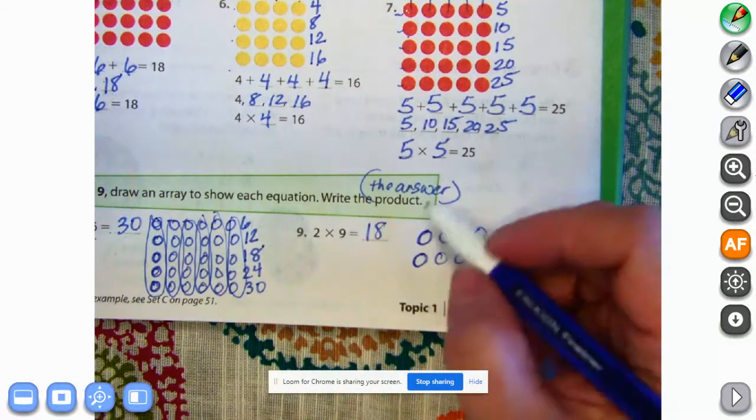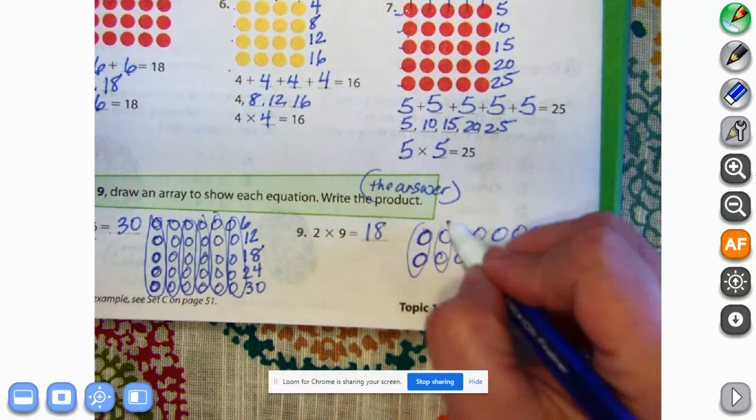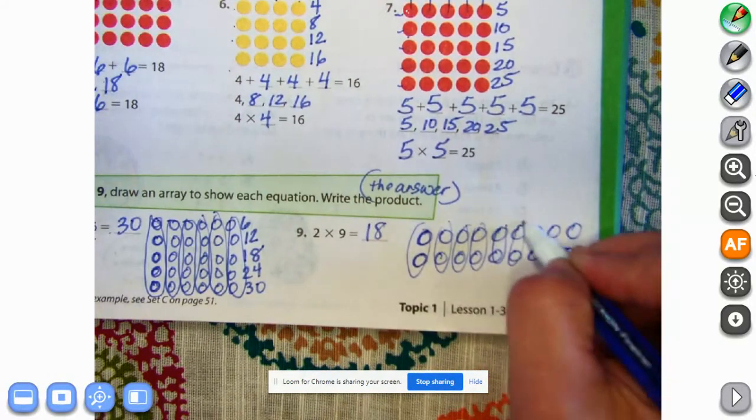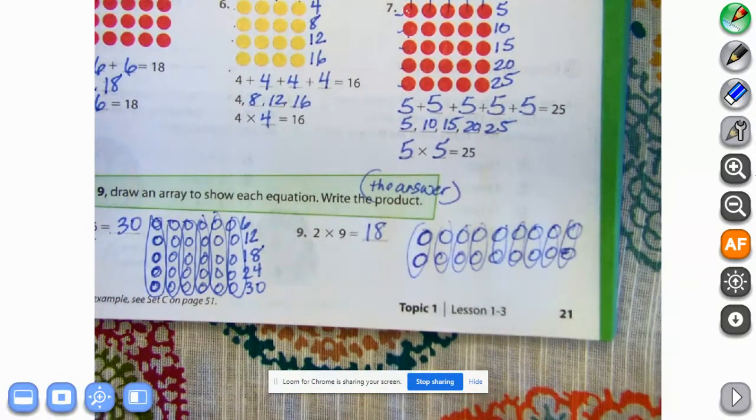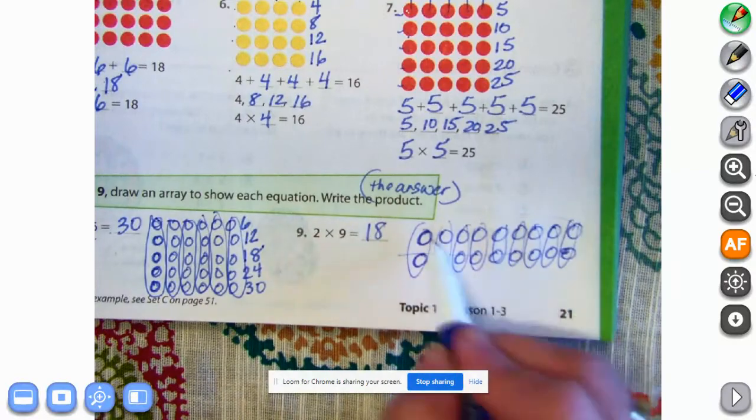Even if you had to count by 2s: 2, 4, 6, 8, 10, 12, 14, 16, 18. You could do that. Or you can do the 9 plus the 9.